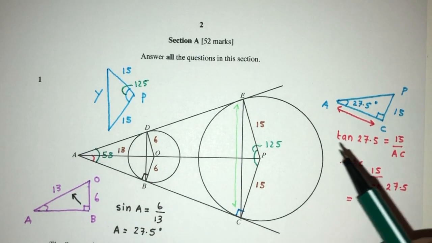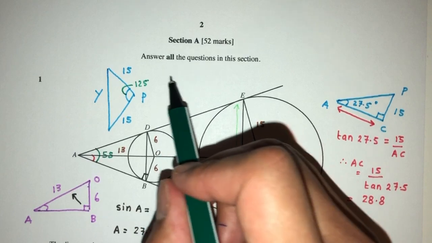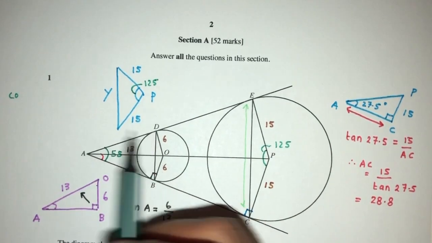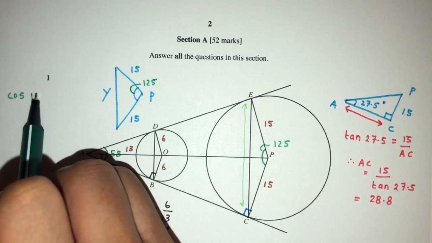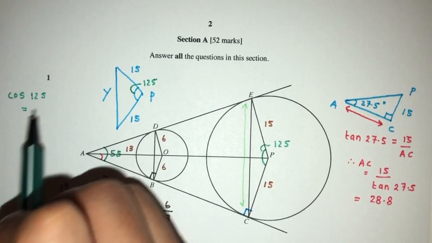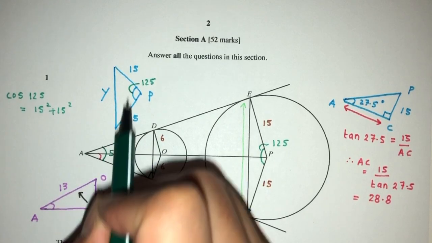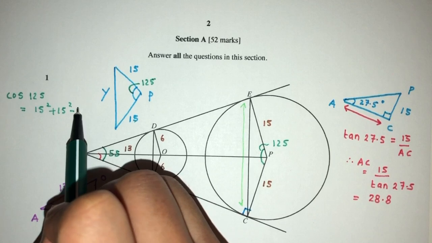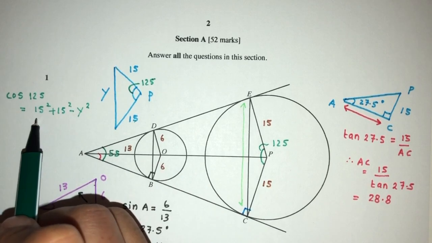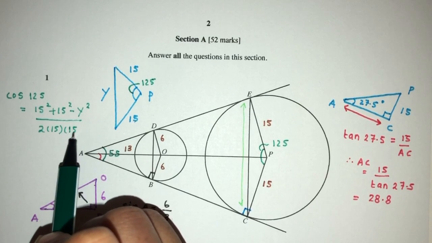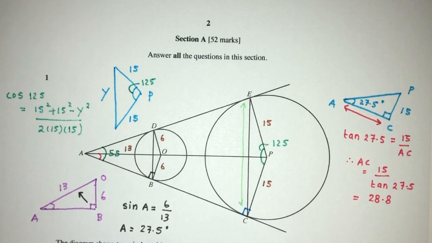So let me continue this over here. That will be cosine of the angle, which is going to give you 15 squared plus 15 squared, these 2 sides, minus the opposite side squared, divided by 2 times 15 times 15. So this is the formula we have to know for using the cosine rule. Now simplify.